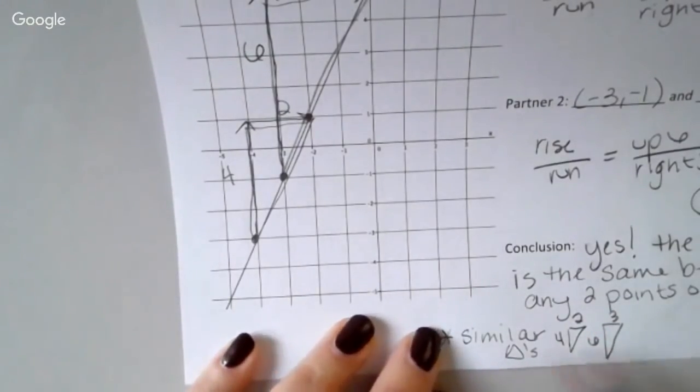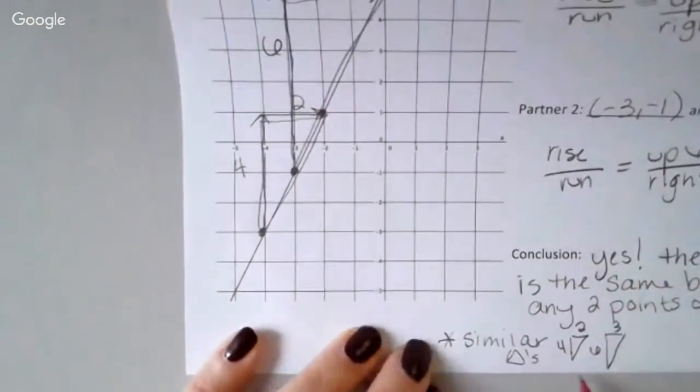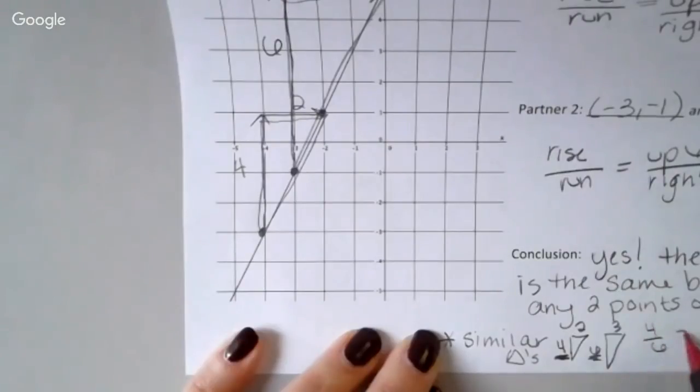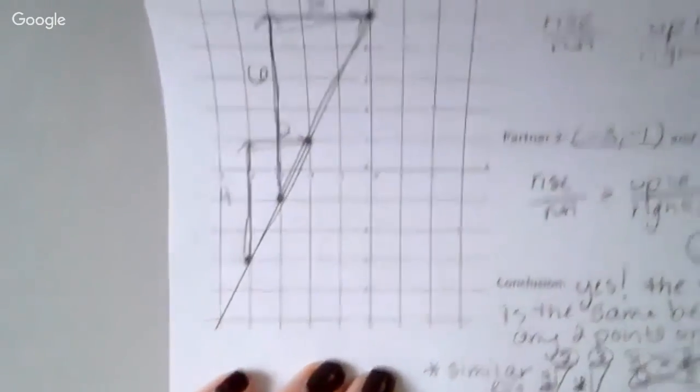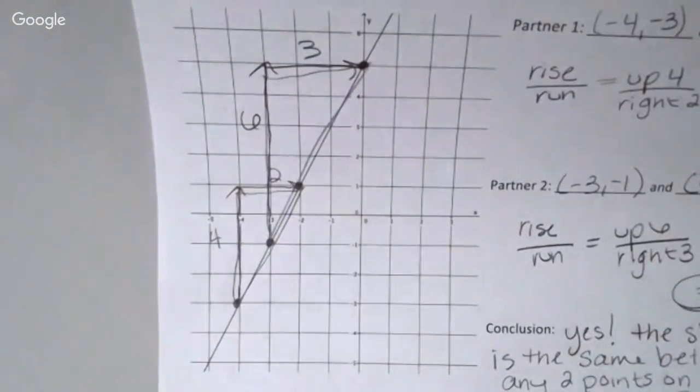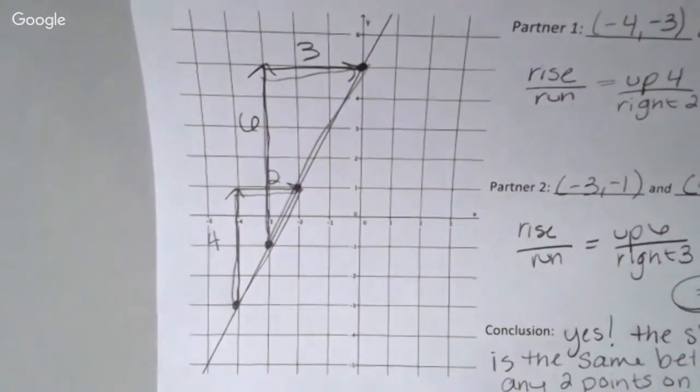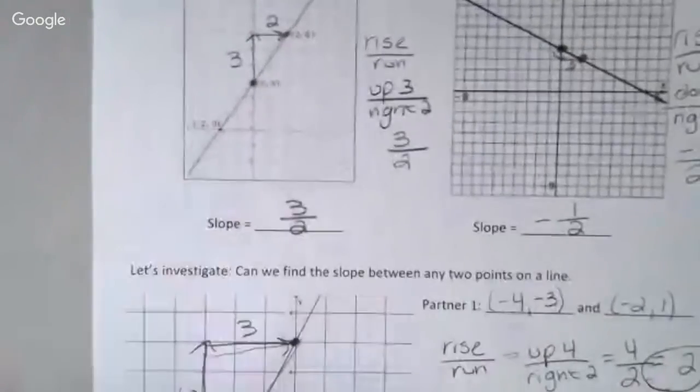Okay. If I set up a proportion comparing the sides, since they're similar, 4 compares to 6. And then 2 would compare to 3, keeping it in the same order in the sides that are proportional. So when I go to cross multiply, 4 times 3 is 12, and 6 times 2 is 12. So that's why that happens. You're basically setting up similar triangles. So you can pick any 2 points on a line and find the slope.